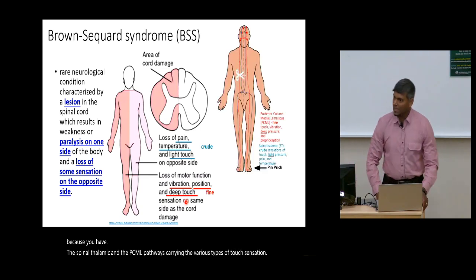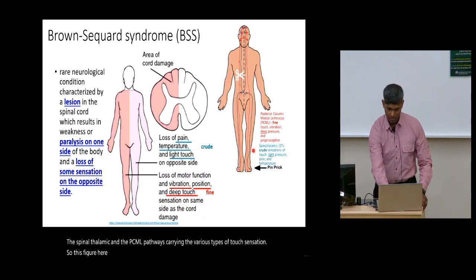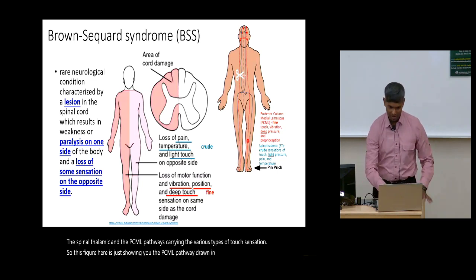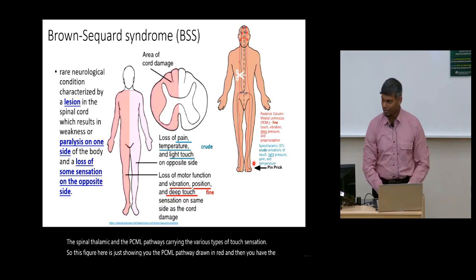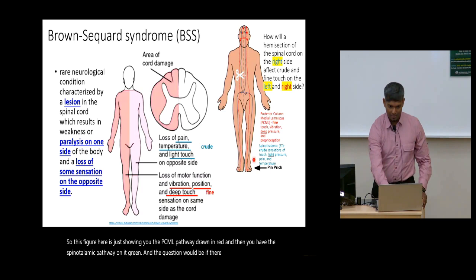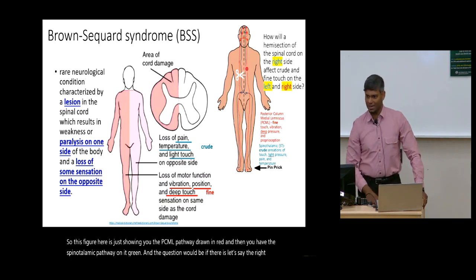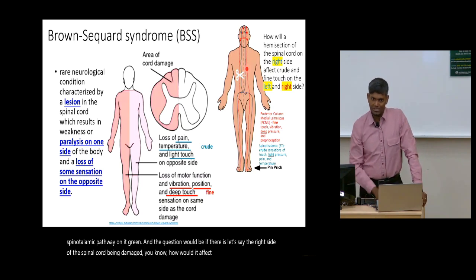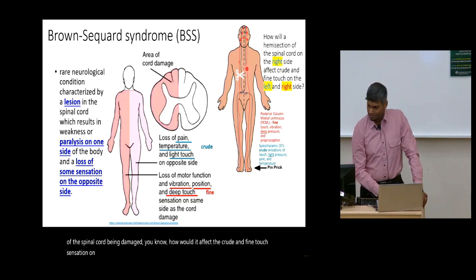So this figure here is just showing you the PCML pathway drawn in red, and then you have the spinothalamic pathway drawn in green. And the question would be, if there is, let's say, the right side of the spinal cord being damaged, how would it affect the crude and fine touch sensation on the left and right side?